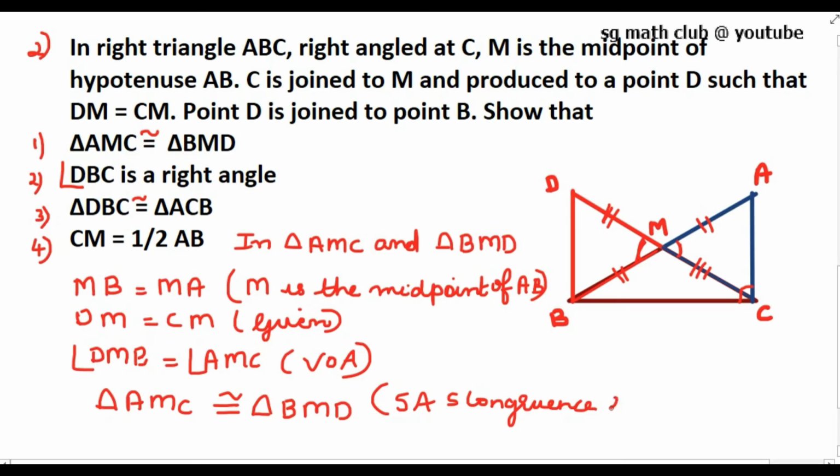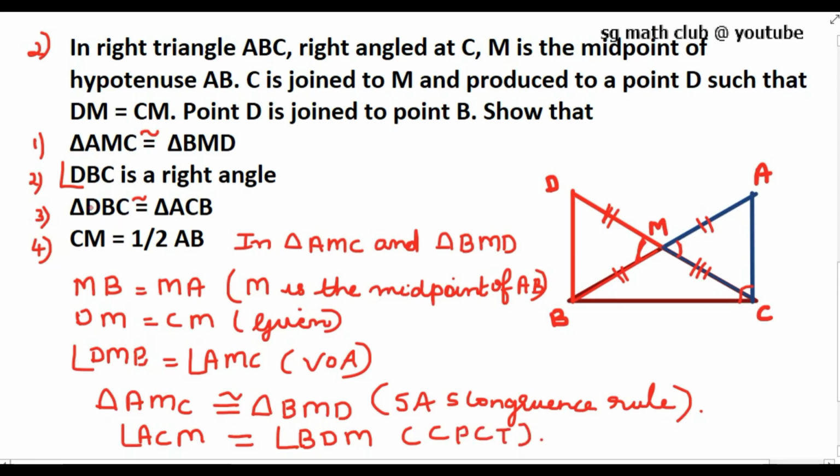These 2 triangles are congruent by SAS congruence rule. Since they are congruent, I can write that the corresponding parts of the congruent triangles, angle ACM is equal to angle BDM, corresponding parts of the congruent triangles.